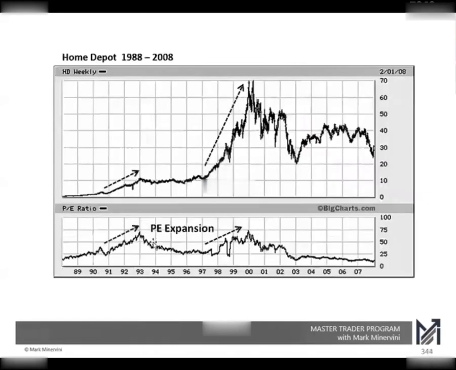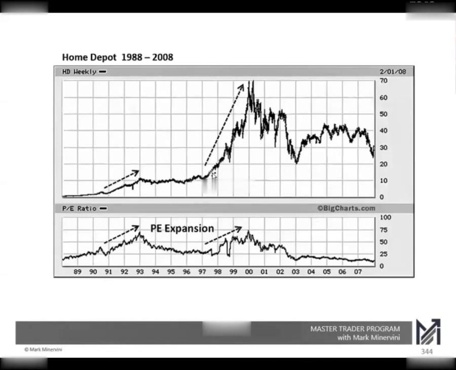Here's that Home Depot example I was telling you about. Here you can see where the PE expanded. It went from 25 times earnings up to almost 70, 75 times earnings. So basically, the PE tripled. And from there, it just went sideways. 1, 2, 3, 4. It was like 5 years where the stock just went sideways. And during that time, you see how the PE comes down? Because earnings are now outpacing the PE, growing faster because the stock stopped going up. So now the PE is not expanding because the earnings are coming in and the stock is staying flat.